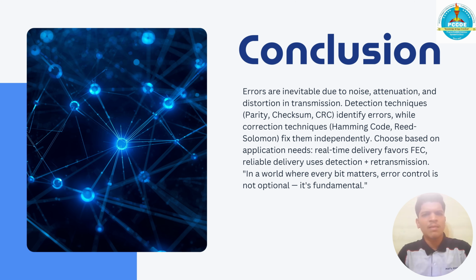To summarize, errors in data transmission are unavoidable due to noise, attenuation, and distortion. They can be single-bit or burst errors. Techniques like parity, checksum, and CRC help us detect these errors. Hamming code and Reed-Solomon go a step further and correct them. The choice of technique depends on the system's tolerance for delay and overhead. As our data demands grow, robust error control only becomes more important, not less.